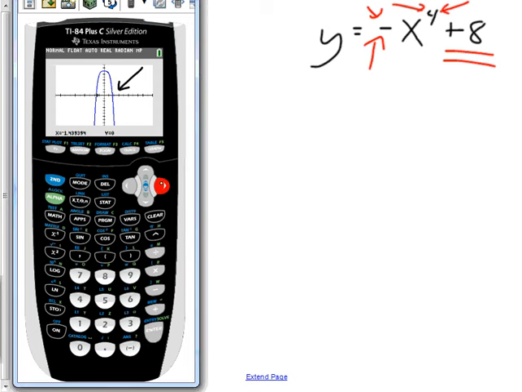Now let's go find the maximum on this. Second, calculate, maximum. Left bound, that means get to the left of it. Enter. Right bound, get to the right of it. Enter. Yes, get on top of it. Enter. Please compare with the other person that I paired you with. I know it says some weird number, like negative 5. That means it's rounding to 0.0. Make sure theirs says the same as yours. Otherwise, maybe you don't know how to find the maximum.